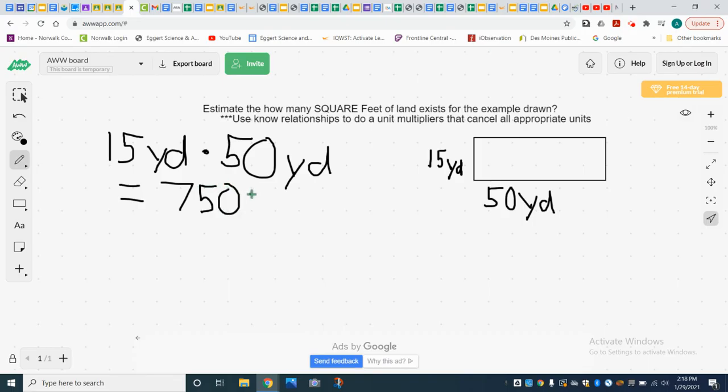Please make sure you keep track of units. They mean a lot, and we're going to use them to cancel to get to what we want in the end, and that's square feet. So now we have 750 square yards, but we need to convert it to square feet. So the first step is just getting the basic quantity of area in this case. Now I'm going to rewrite it down below and do the unit multiplier.